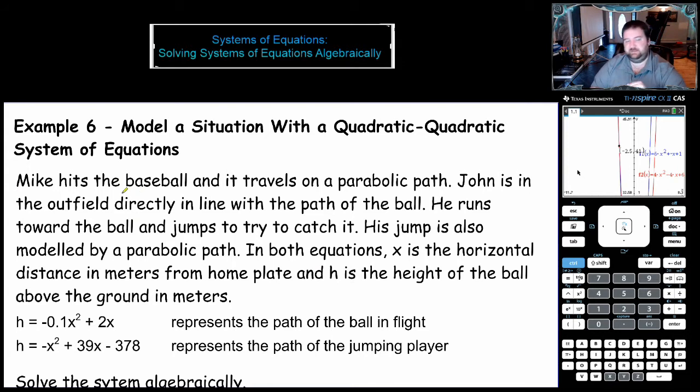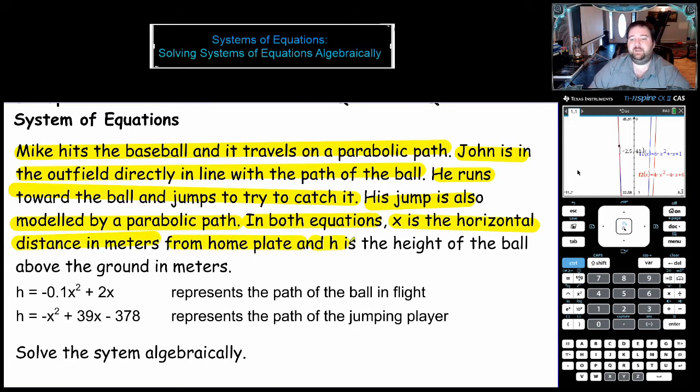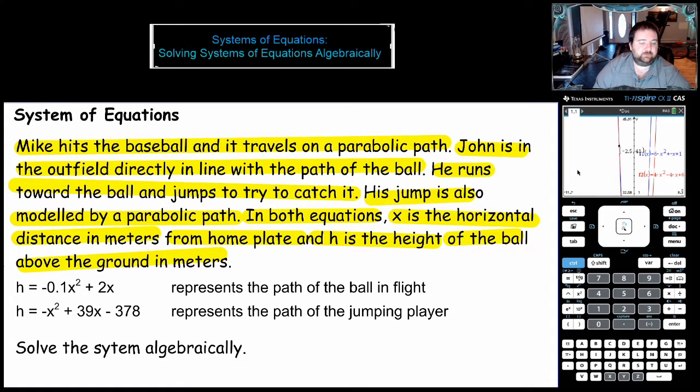Modeling. These are my favorite questions for sure. So here we have Mike hitting the baseball, and it travels on a parabolic path. John's in the outfield, directly in line with the path of the ball, and he runs toward the ball and jumps to try to catch it. And jumping is also going to be parabolic because gravity is pulling you down while you're accelerating forward. So in both equations, x is the horizontal distance in meters from the home plate, and h is the height of the ball above the ground, again in meters.